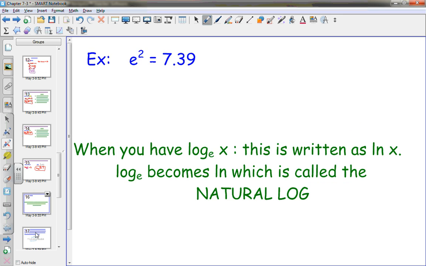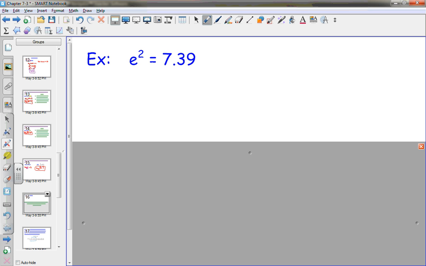Excellent. Now this brings me to our next concept, which has an e. What's my base there? e, but what is e? 2.718. So my base is e, which means I'm actually going to write log base e, leave a space, is equal to 2. What drops down? 7.39.